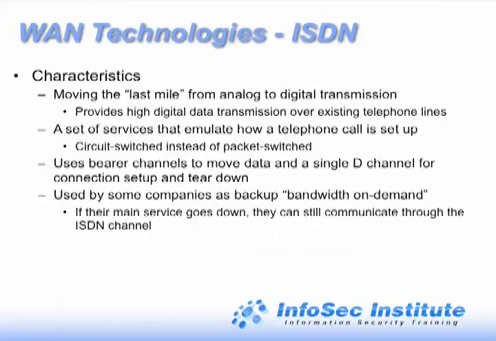Okay, ISDN characteristics. You're moving the last mile from analog to digital transmission. It provides high data transmission over existing telephone lines, so you get a little bit more speed. Does anybody remember the FCC regulations for maximum speed on modem lines? So you had your 56K modems. Yeah, it was like 52. There was 14, then it went up to 28, 36, and then you had the 56K modems, but you couldn't quite get there. I believe it was like 52.